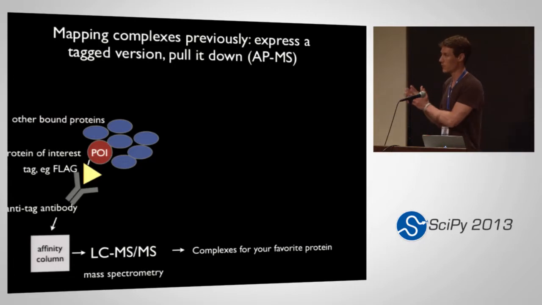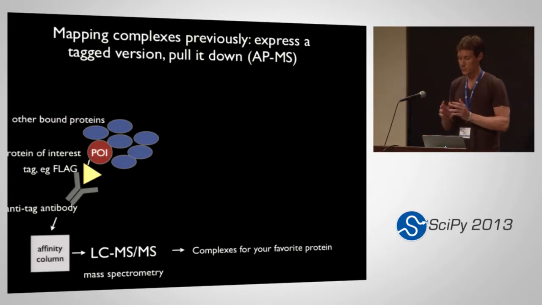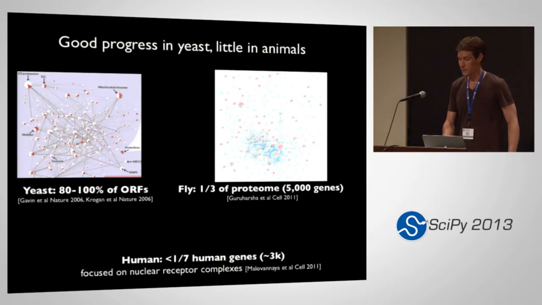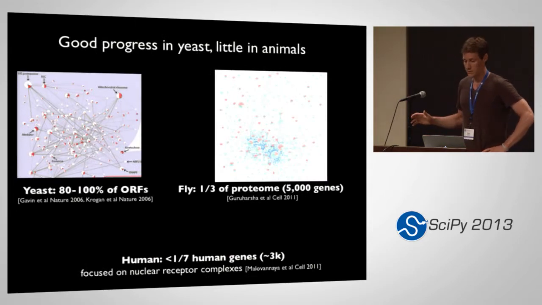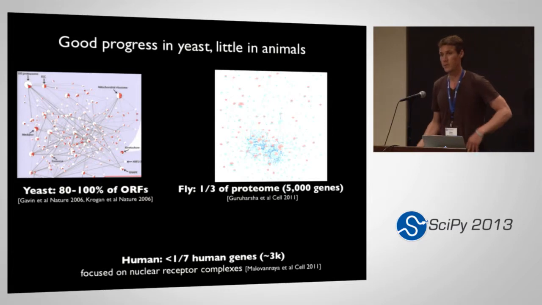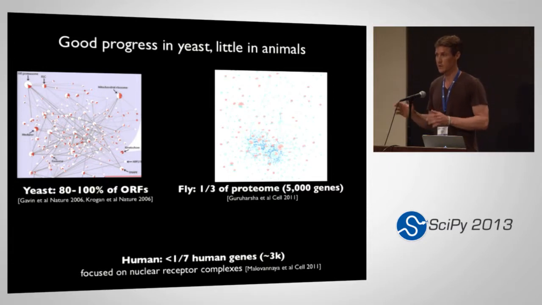And so you can do this one by one and find all the complexes that all the proteins are involved in. And people have done that, as I said, pretty successfully in yeast and E. coli. People have started trying to do similar experiments in fly and human, but they have to be pretty focused experiments. For reasons of just complexity and some experimental barriers, these methods aren't really scalable up to the entire genome in humans.